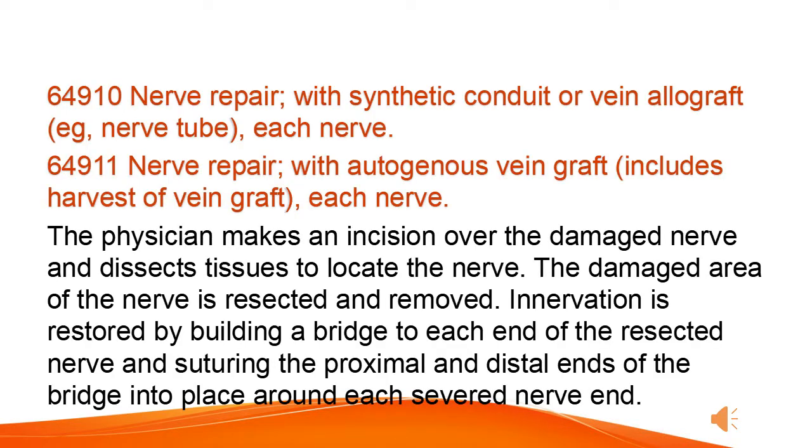Nerve repair, with synthetic conduit or vein allograft, e.g., nerve tube, each nerve. Nerve repair, with autogenous vein graft, includes harvest of vein graft, each nerve. The physician makes an incision over the damaged nerve and dissects tissues to locate the nerve. The damaged area of the nerve is resected and removed. Innervation is restored by building a bridge to each end of the resected nerve and suturing the proximal and distal ends of the bridge into place around each severed nerve end.